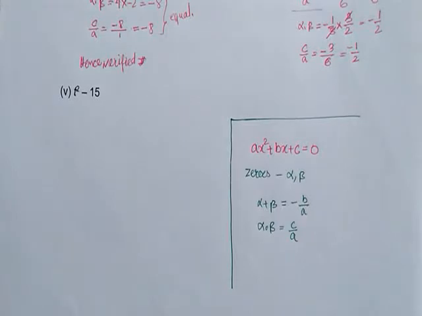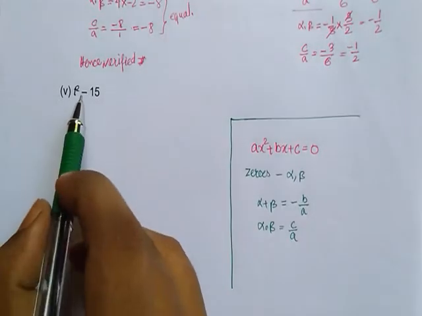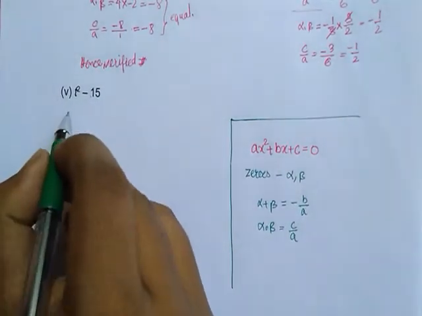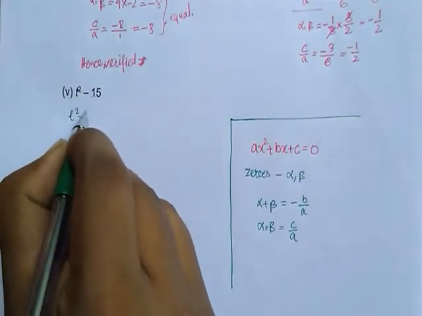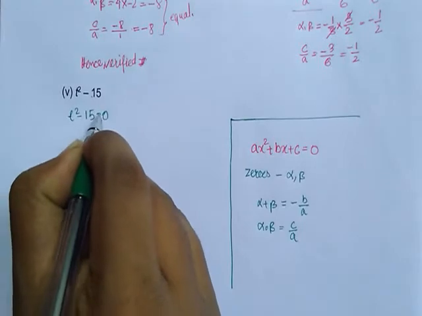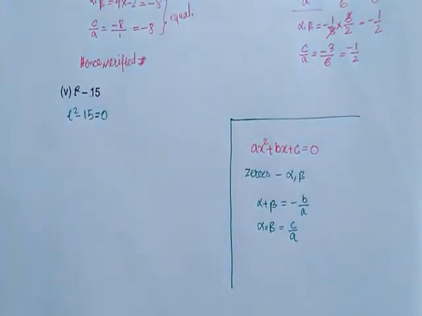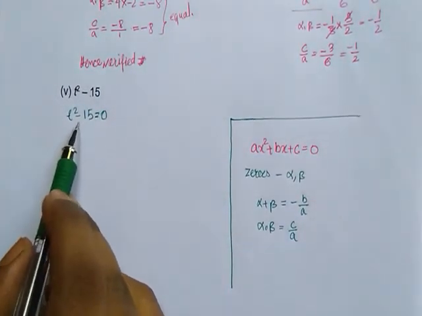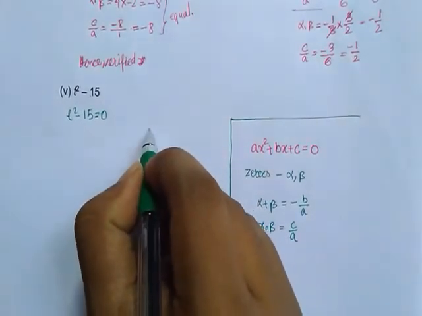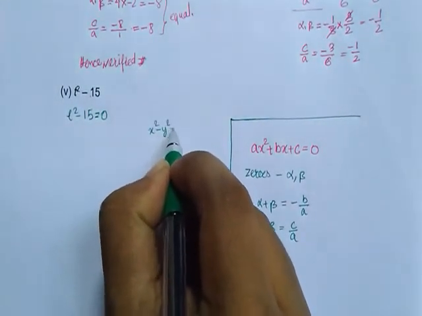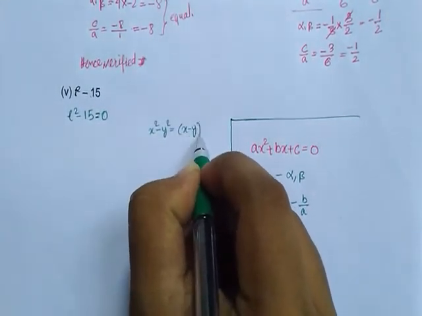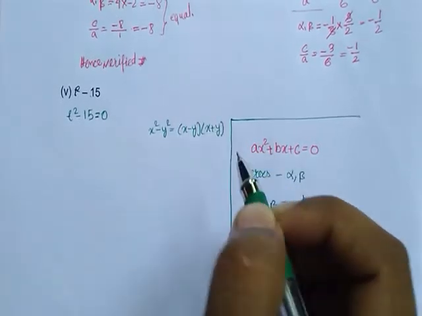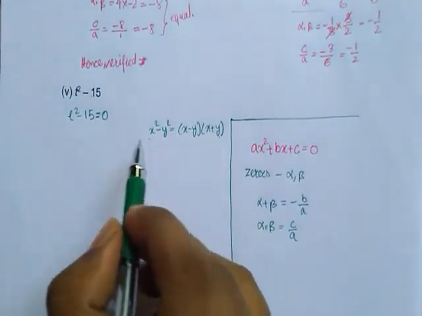Now let us come to the third question here and the fifth question from the exercise. It is t square minus 15. As usual we will equate it to 0. Now we can solve it in many ways, but the easiest way is to remember the identity x square minus y square equal to x minus y into x plus y. We can use this identity to solve it easily.